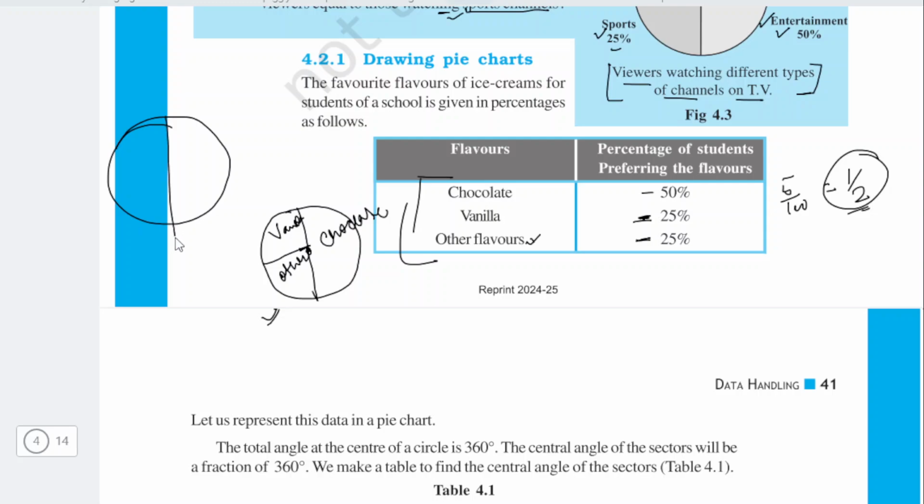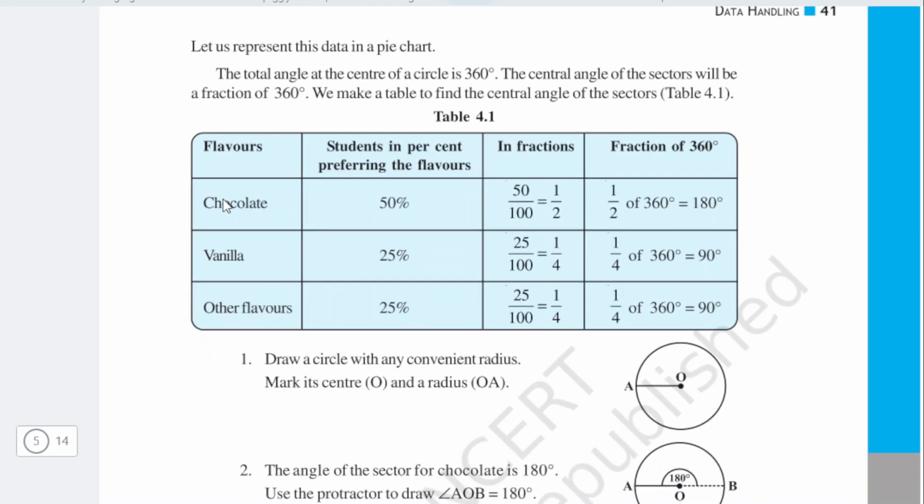So 50% of the area we simply gave to chocolate. Out of the remaining 50%, 25% to vanilla and 25% to others. So this was easy. Now let us represent this data in a pie chart. So this is the process of how we will represent the data in the pie chart.